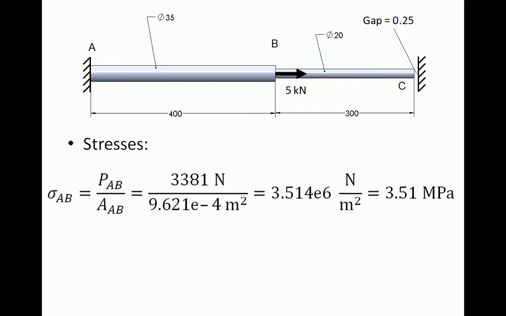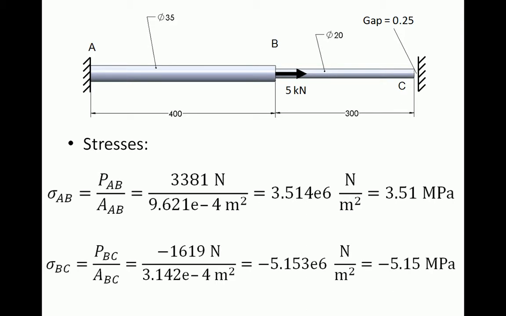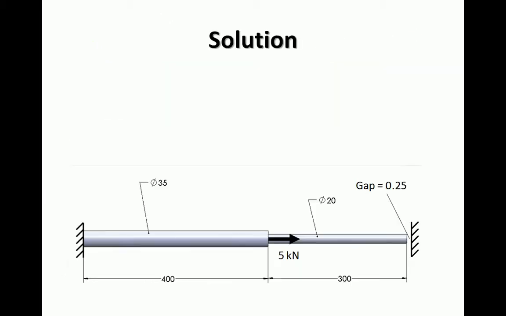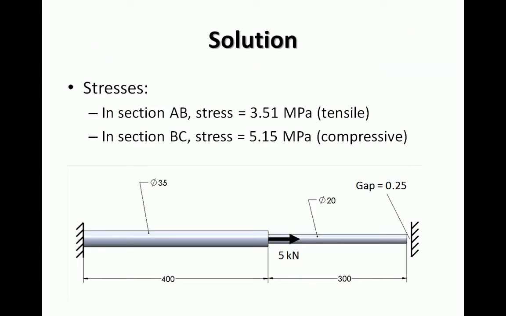And now when we get ready to do our final answer, we use the appropriate prefix for our SI units, and so that works out to be 3.51 megapascals. In segment BC, we have a negative value for P, and so a negative value for stress. So that one's in compression, 5.15 megapascals. And so our solution, we report our stresses as shown.